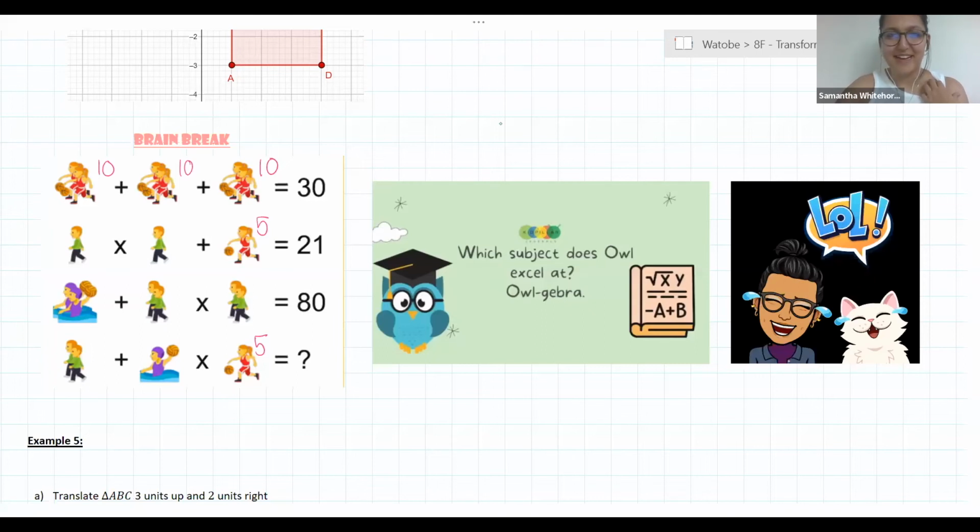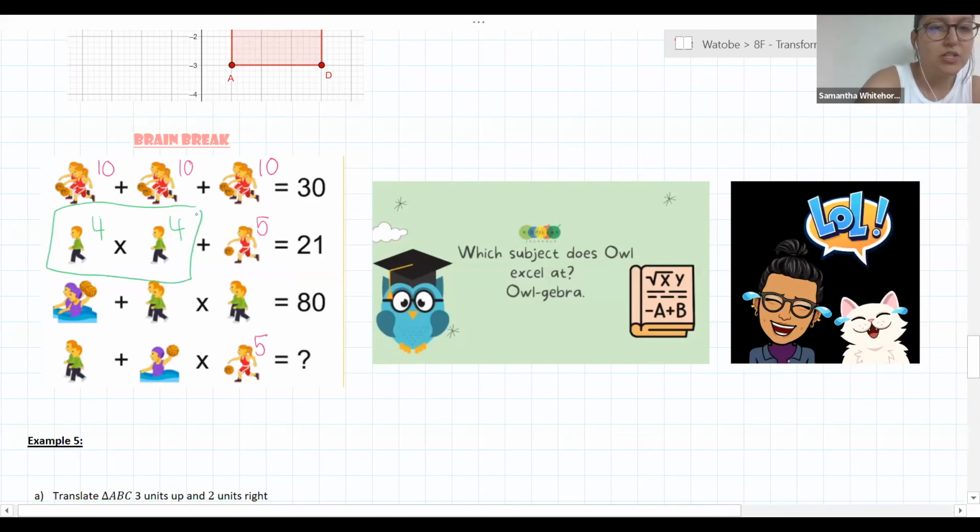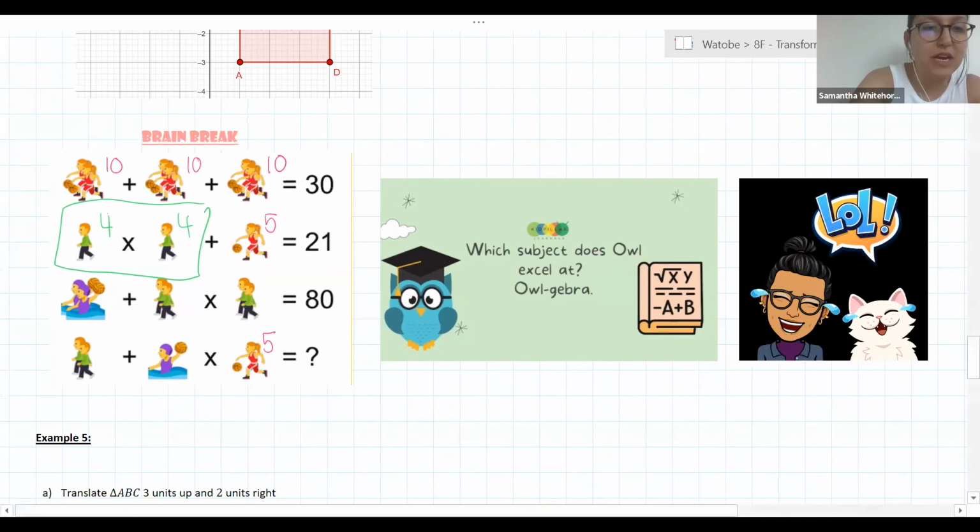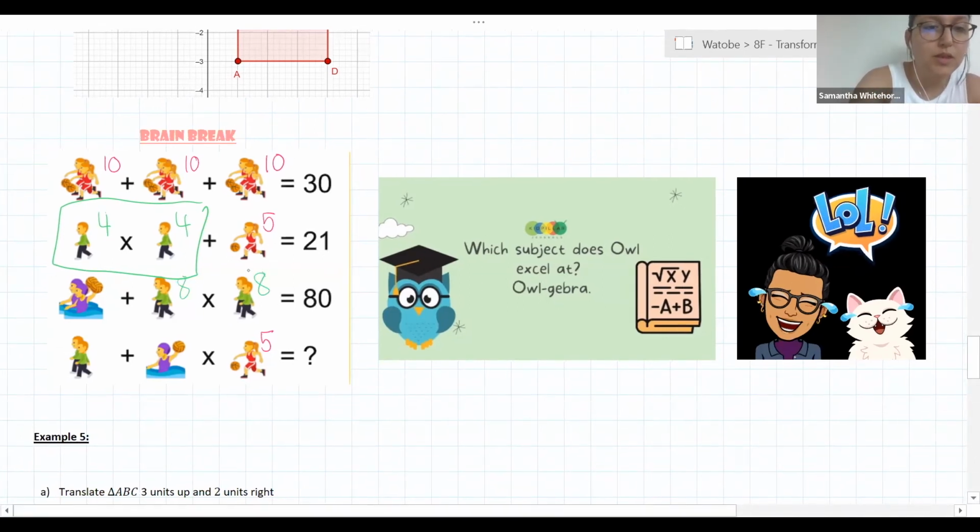Hello, ma'am. Ma'am, for the second one, I said 4 times 4 plus 5. Excellent. Okay, so guys, really important here. We need to start with the multiplication. That is the operation that needs to happen first before we do the addition. So 4 times 4 gives me 16, and then 16 plus 5 gives me 21, which is great. Now, what that means is each of those little walking men are 4, which means every time we see double, we're working with 8. So we just need to bear that in mind.